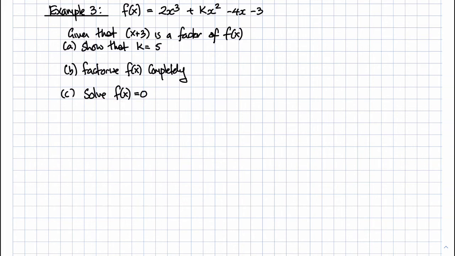So let's start off with part A. So we'll do part A over here just on the side, since I might be running out of space. So for part A of this question, how do we show that k is equal to 5? Well, we go back to our factor theorem. If x plus 3 is a factor, then what value of x can we substitute into our polynomial?